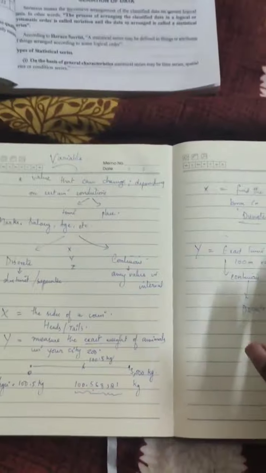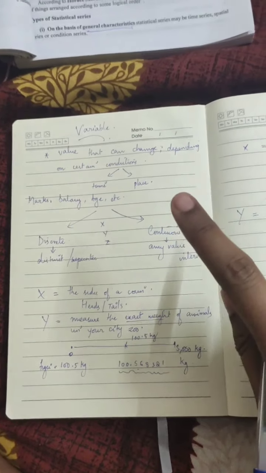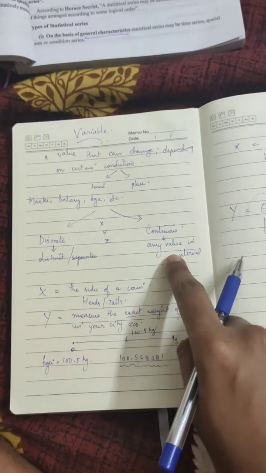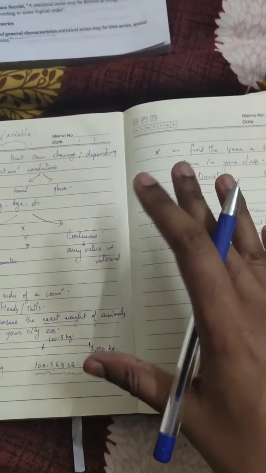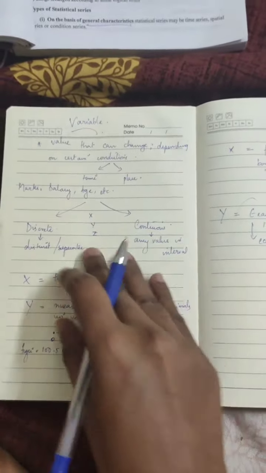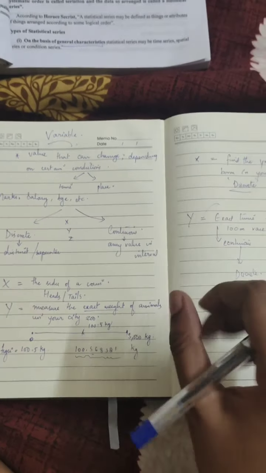So I hope you understood the basics of what a variable is, what the different types of variables are, and the examples of how to differentiate between a discrete variable and a continuous variable. Okay.